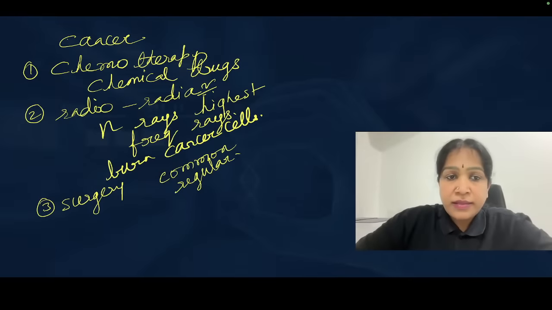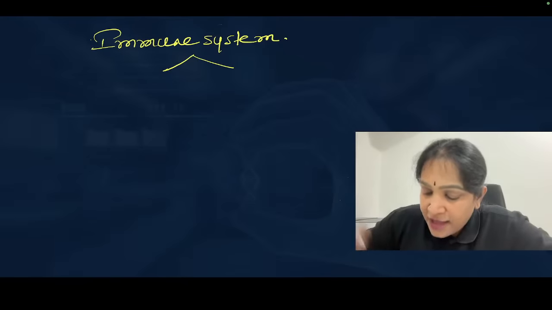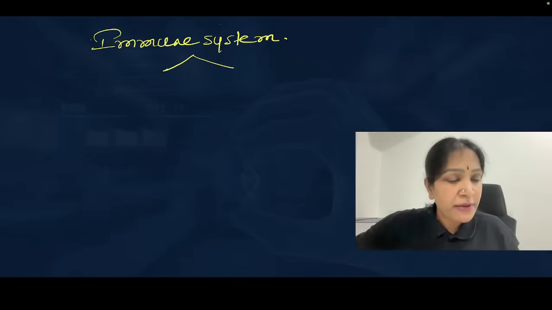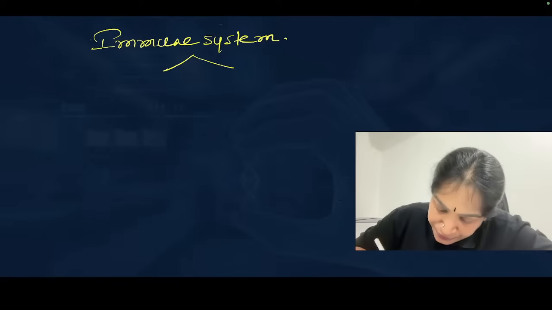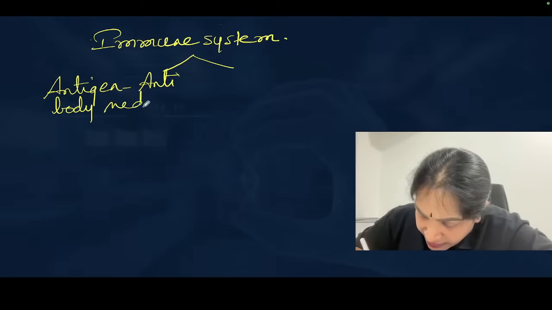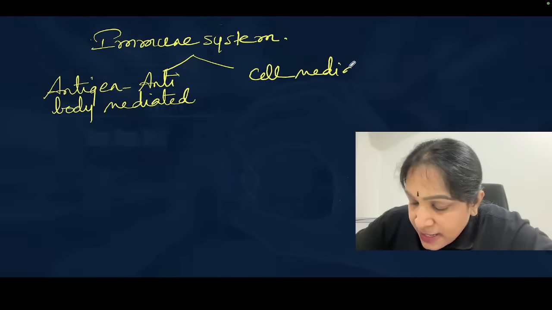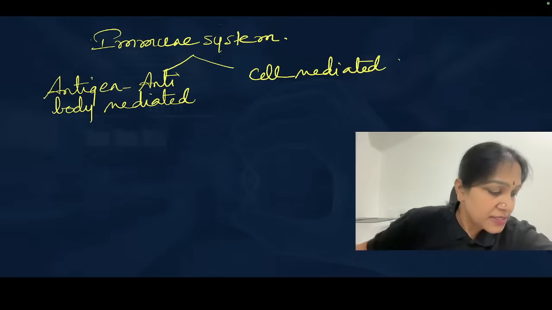Now, this is one piece of information. Now, I'll give you another small piece of information. This is an overview of our immune system. Is it clear? Some information about our immune system. We have two types of immune system. Can anybody tell me what are the two types of immune system we have? One is antigen antibody mediated immune system. The second one is cell mediated immune system. Is it clear?